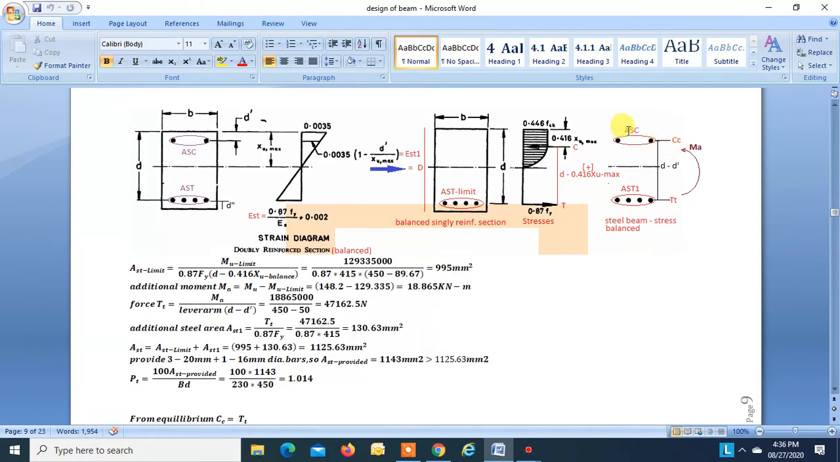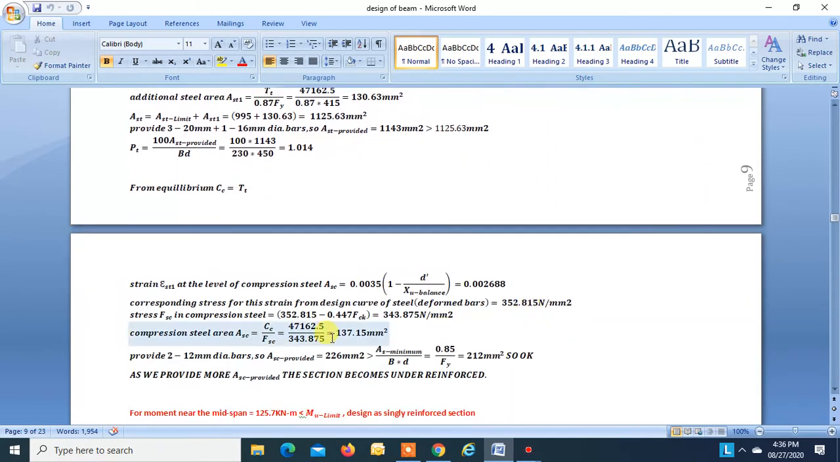Now you know Cc. So fsc into Asc is equal to Cc. So Asc is equal to Cc divided by fsc. Simple. So compression steel is equal to Cc divided by fsc, which is equal to 137.15 mm². So provide two 12 mm diameter bars, which is equal to 226 mm², which is greater than this, and it is also greater than the minimum steel required. Putting by this formula, we get 212 mm². So as we are providing Asc more than required, the section will become underreinforced. Let's understand that.